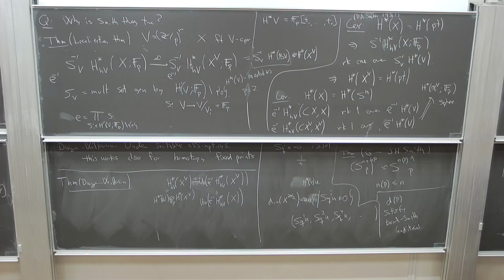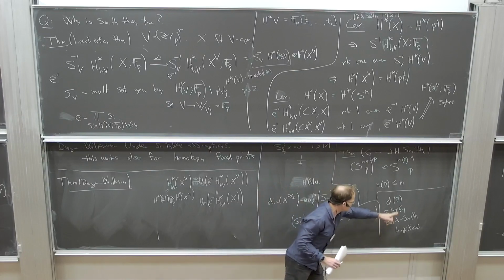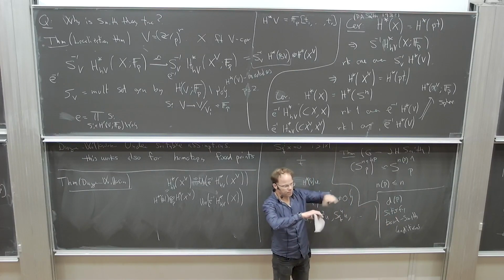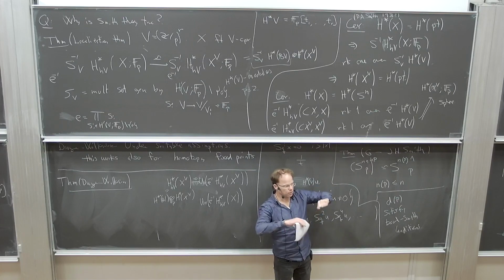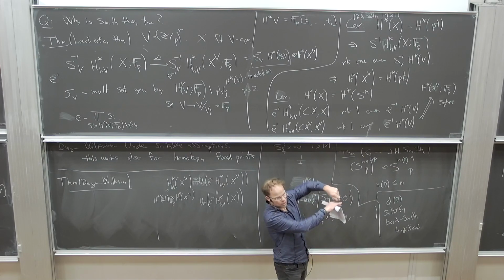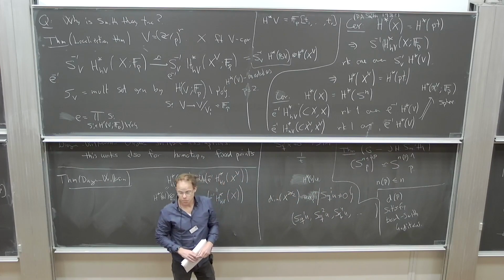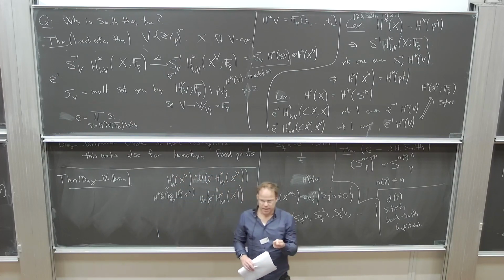So this gives you information about what these fixed points can look like. And the argument is just using this homological localization theorem. So this is a way of classifying the action, right?